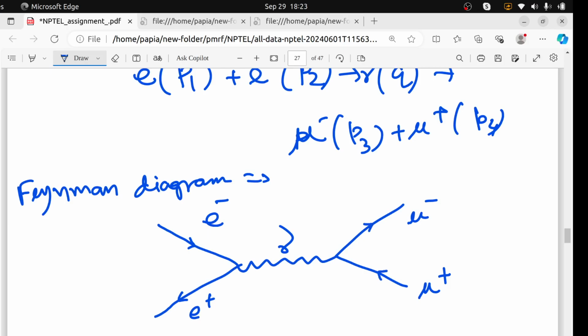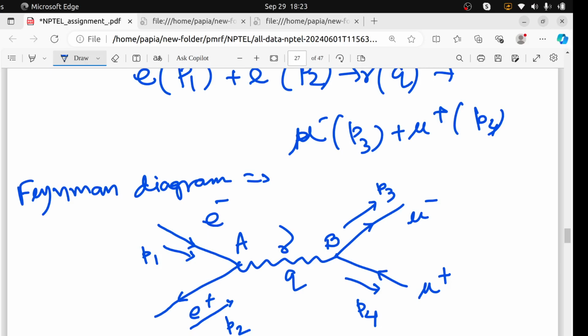As this is an antiparticle, it is incoming, but the direction will be on the outside. Similarly for mu plus. If I write here, this one is P1, this one is P2, this one is P3, this one is P4. Let's say this is one vertex, this is another vertex. Let me write here A and B vertex, and this is gamma. Gamma has Q. Okay, so this is the Feynman diagram.